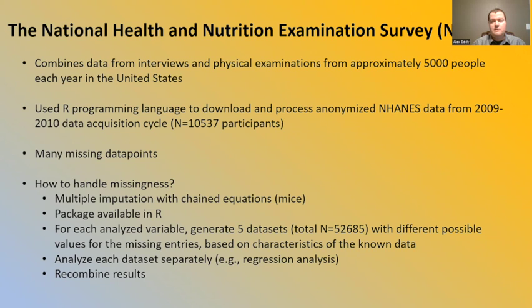As you can imagine, with the survey data, there are many missing data points. We decided to handle this using a technique called multiple imputation with chained equations. There's a convenient package available in R to use this algorithm. Essentially, for every analyzed variable, such as blood pressure, the algorithm generates 5 data sets with different possible values for the missing entries based on characteristics of the known data. It then analyzes all of these data sets individually and then combines the results together.